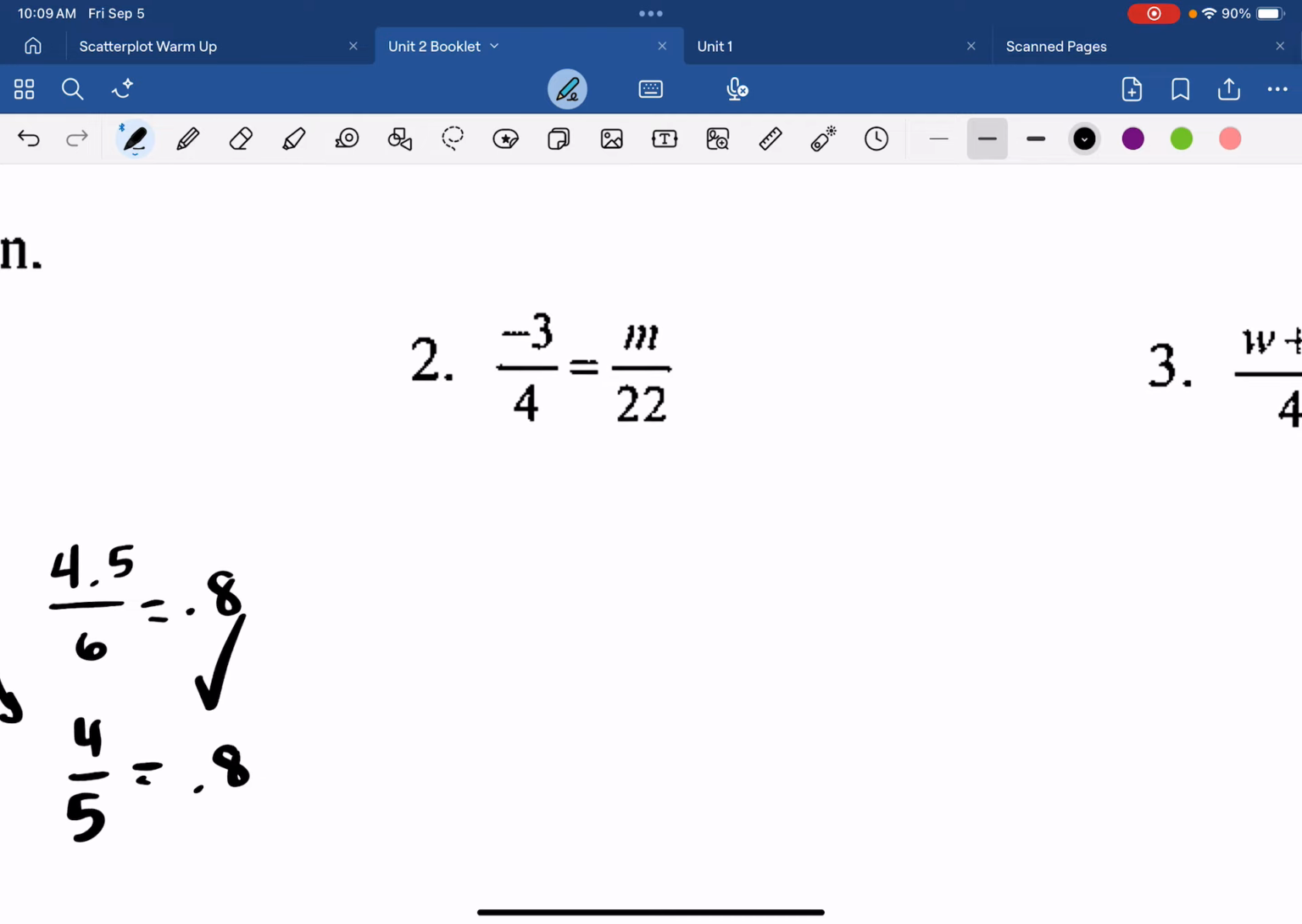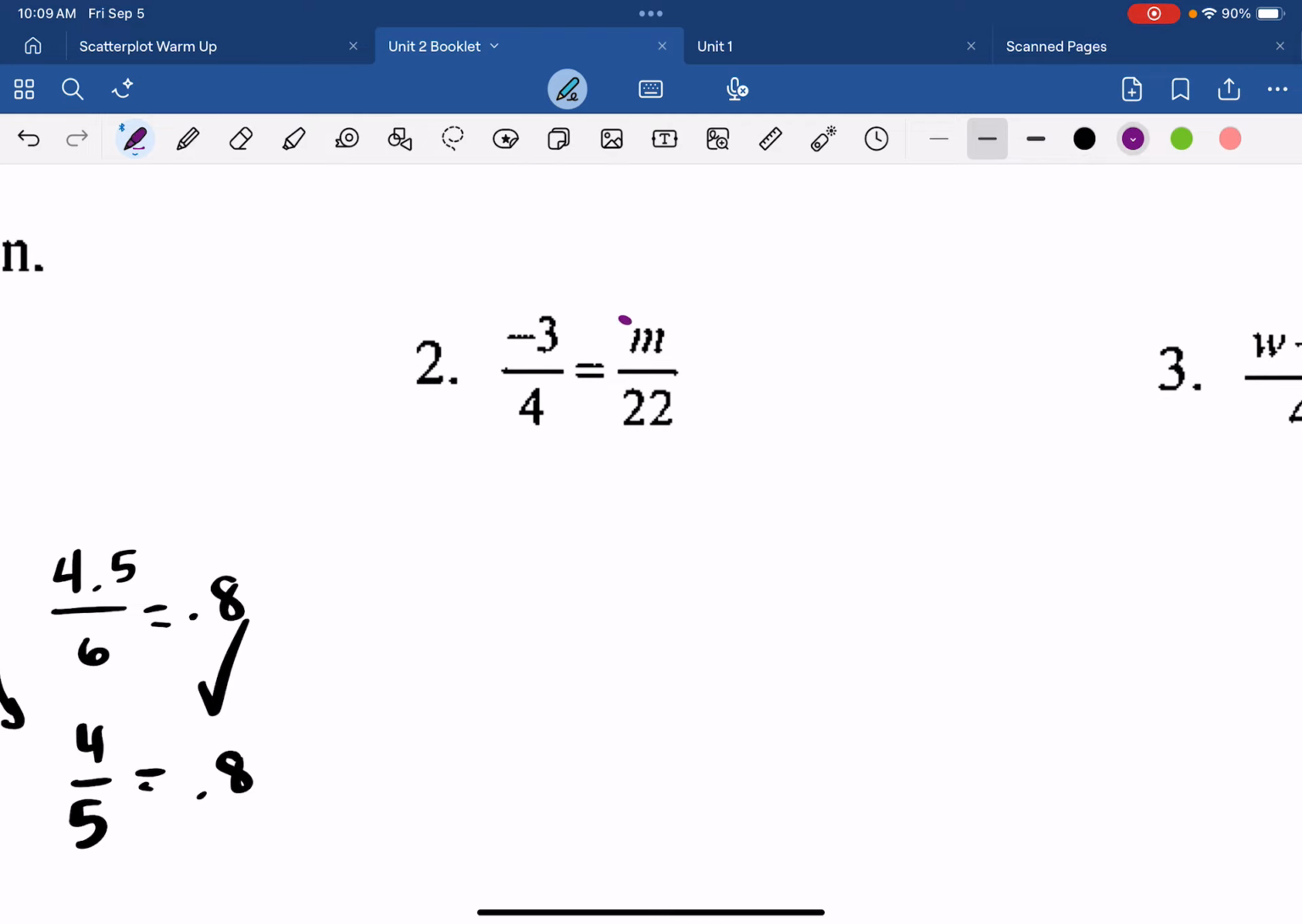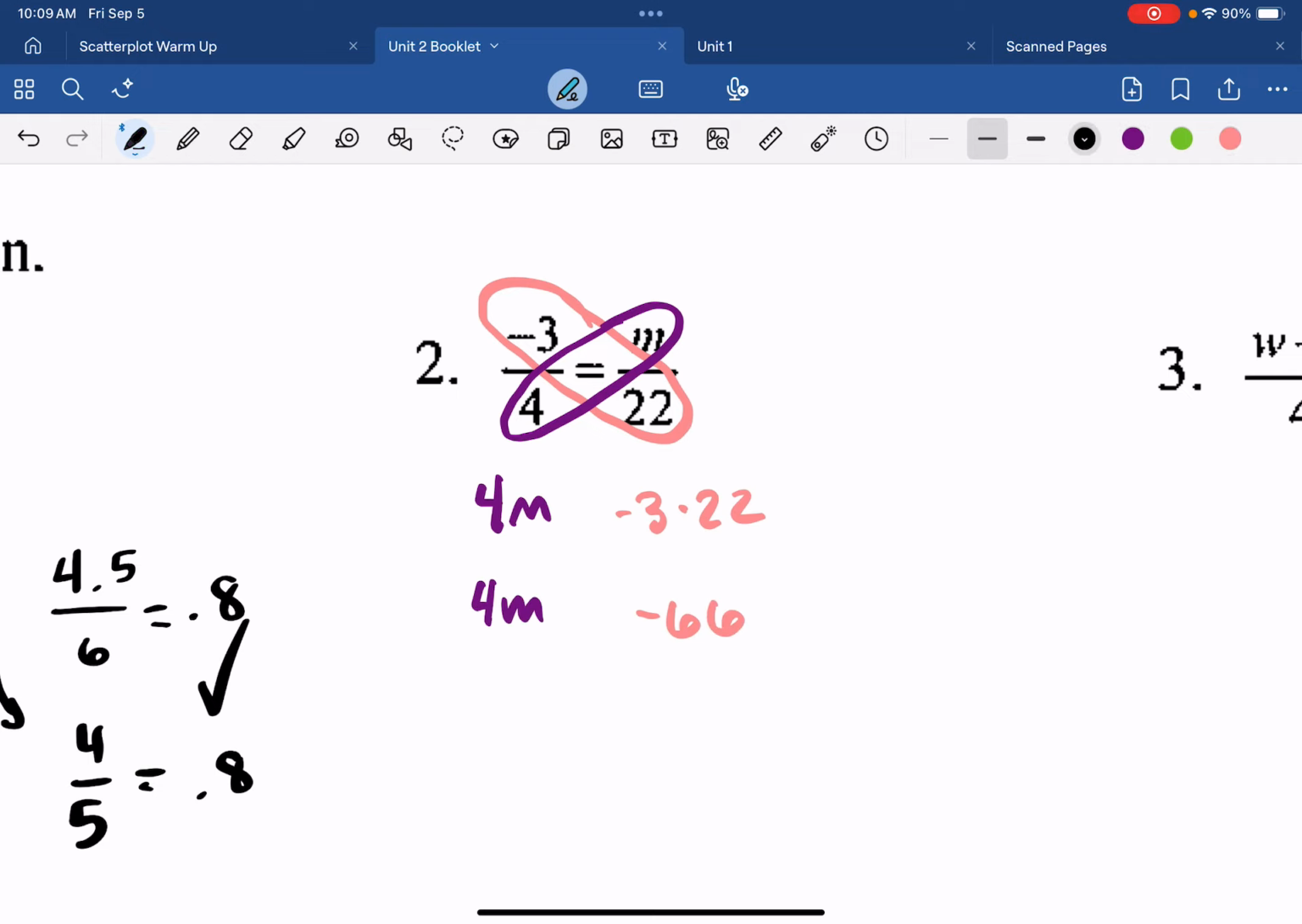Let's look at number 2. Again, I start by cross multiplying. So I'm going to do 4 times m, get a 4m. And then I'm going to do negative 3 times 22. Negative 3 times 22, and I know that that's going to give me negative 66. Okay, bring those down. Do not forget to bring down your equal sign.